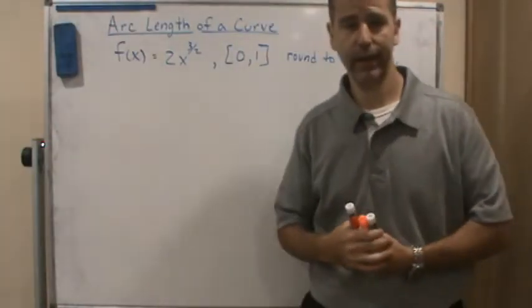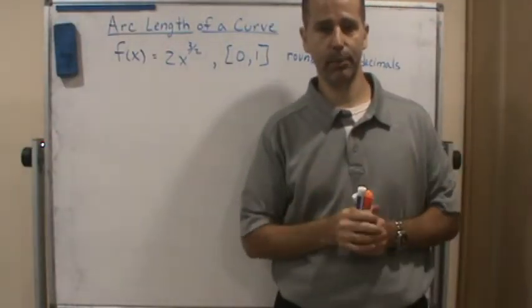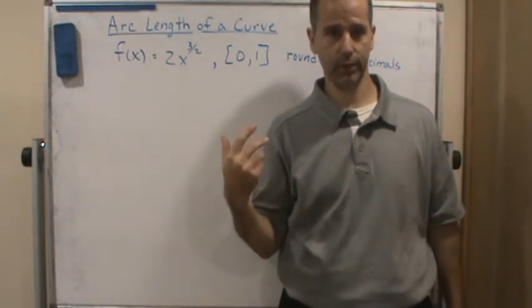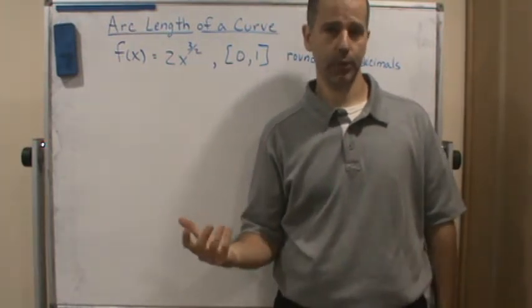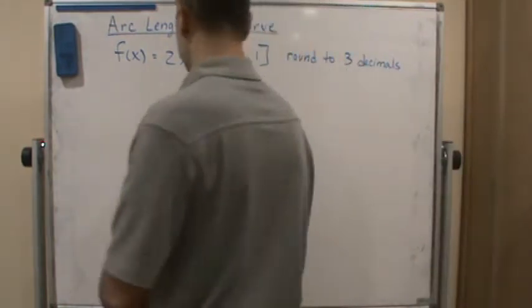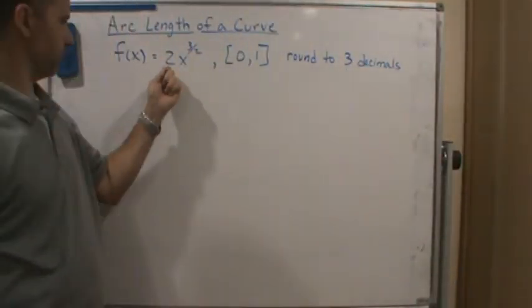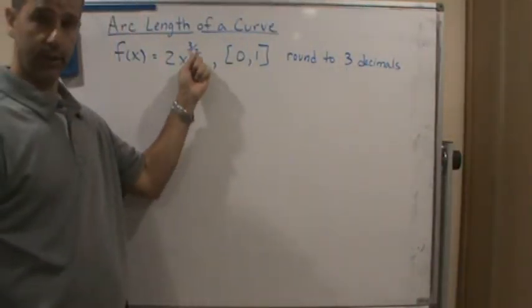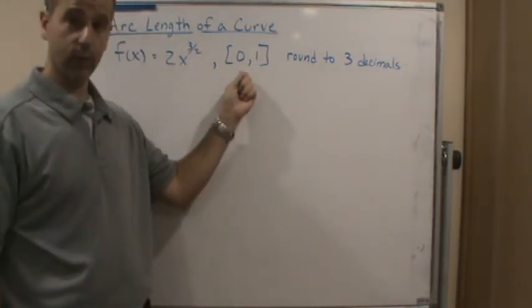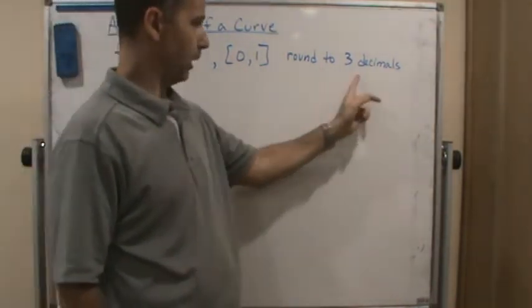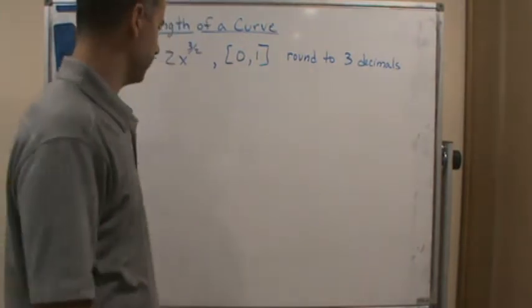Okay, so welcome back. What we're going to do is an example of calculating arc length for a particular function over a particular interval. Here's the function, f of x equals 2x to the 3/2 power over the interval 0 to 1, and we're going to round our answer to 3 decimal places.